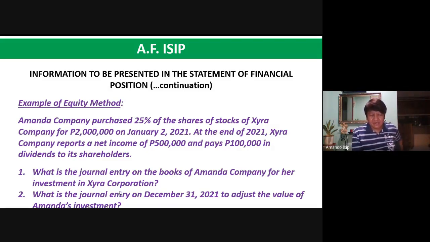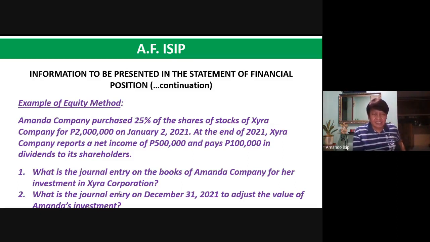Amanda is a shareholder of Syra, and the share of Amanda is 25%. My question is, does Amanda have significant influence? The answer is yes, because the investment of Amanda is more than 20%. What method will Amanda be using? Amanda Company will use the equity method. Why? Because the investment of Amanda is more than 20%. Therefore, Amanda has significant influence.